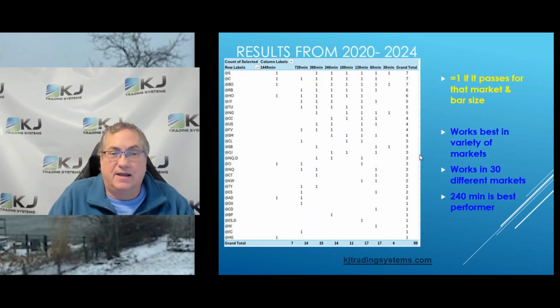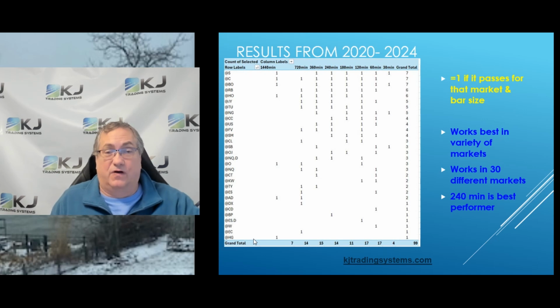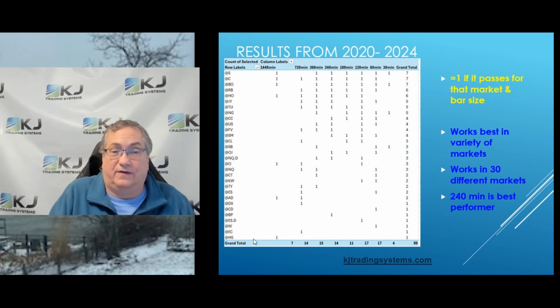Here are the results. You can see all the markets it worked on and the bar sizes. Anything with a 1 is where it worked. So soybeans, it worked in every bar size I tested except 720 minutes. And you can see, down at the bottom, copper works with 1440 minutes, but it doesn't work anywhere else. But at least it gives you an idea. There's 30 different markets where this worked, and it worked for something in all the different bar sizes.